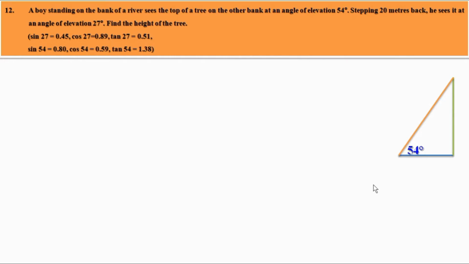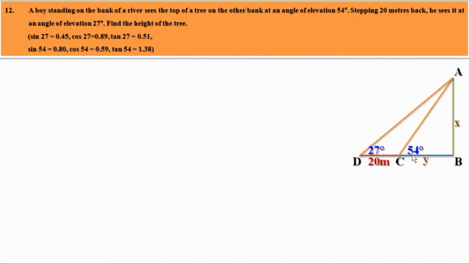Now he steps 20 meters backwards. From there he sees the top of the tree at an elevation of 27 degree. He looks straight at first and this is the line. And now he looks upwards. Angle between them is 27 degree. Now let us give a name for convenience. Here let AB be x and BC be y. That is, height of the tree is x and breadth of the river is y.